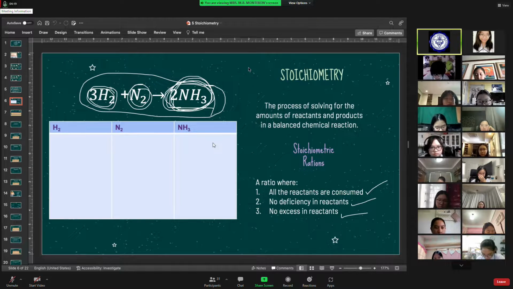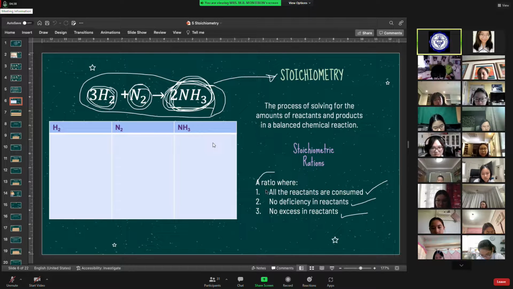So just like in the cake a while ago, for you to produce 1 cake, you should need let's say 2 cups of flour, 1 cup of sugar, 2 teaspoons of vanilla extract to produce 1 cake. So just like that, in stoichiometry, we also focus on the ratio for you to know the amount of the reactants and the products. Can you follow? Do you have questions? You ask me now.